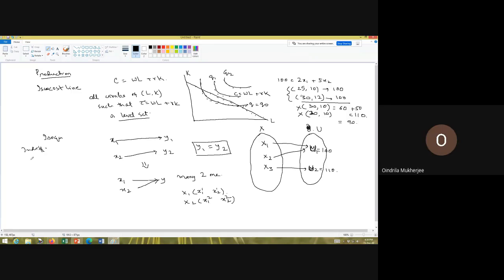So basically what I'm saying is that the domain may comprise several level sets. Each of them corresponds to a different value of y.